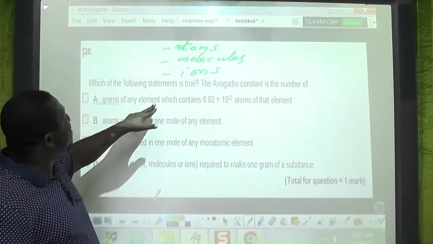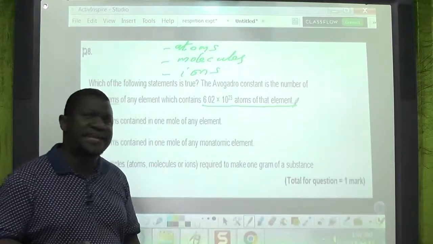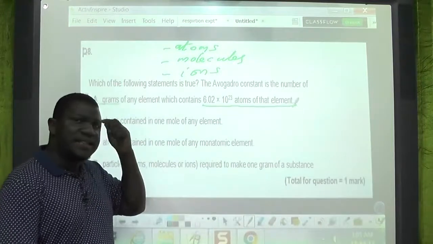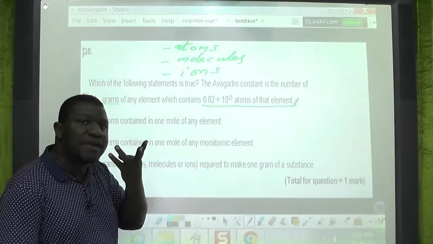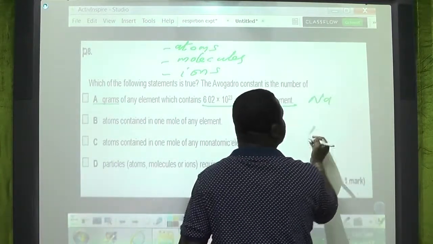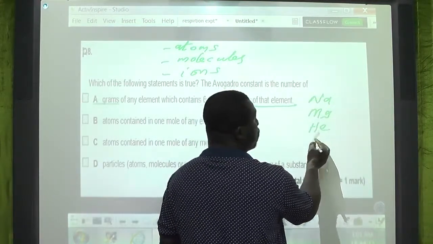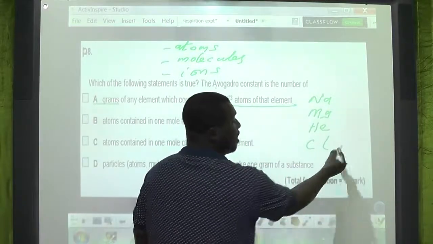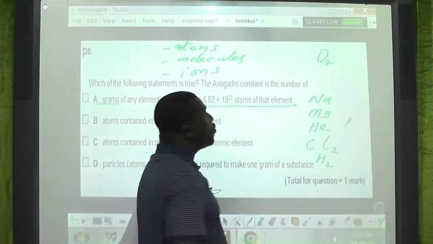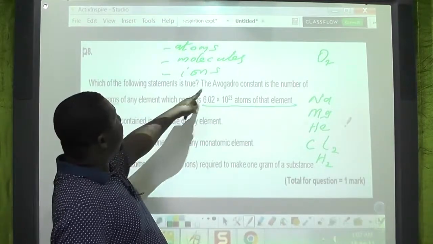A gram of element which contains this atom of that element. Is that right? Think very well. If they say atoms of the element, if it is sodium, it will be correct. If it is magnesium, it will be correct. If it is helium, it will be correct. What if it is chlorine? Chlorine does not occur as monoatomic. It occurs as Cl2. Hydrogen occurs as H2. Oxygen occurs as O2.